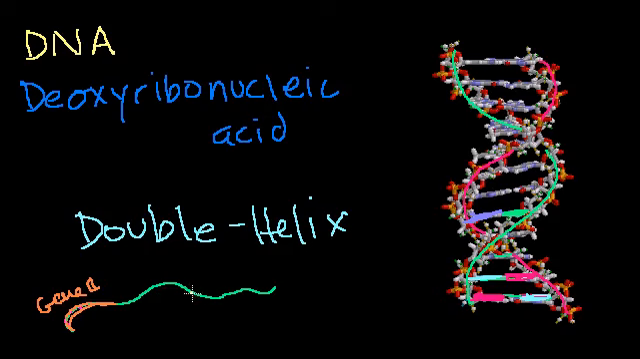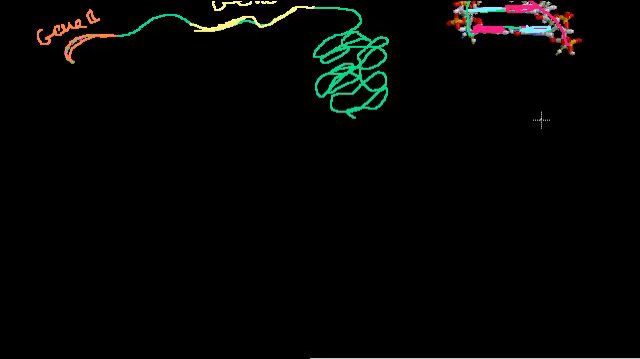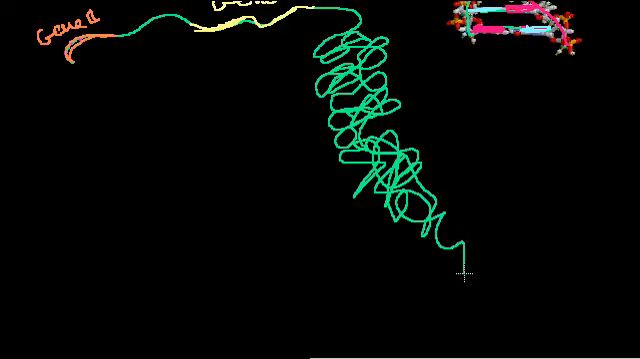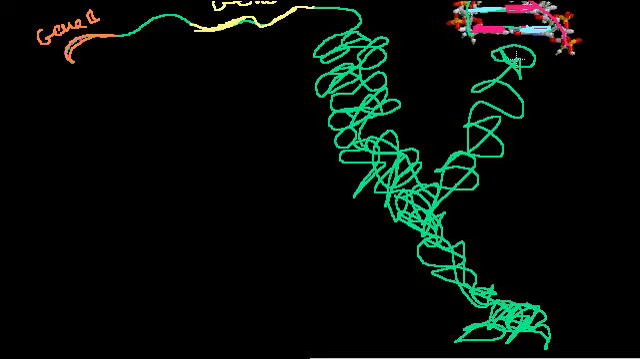But then maybe there's another section here that codes for gene 2. Maybe gene 2 is a little bit longer, maybe it's 1,000 base pairs. But then when you take all of these, it winds in on itself like this, and does all sorts of crazy things. Remember, it completely bundles itself up, and then it looks something like that. Then you get a chromosome.